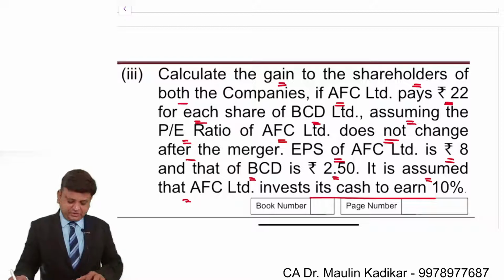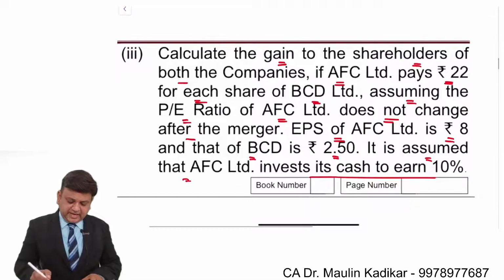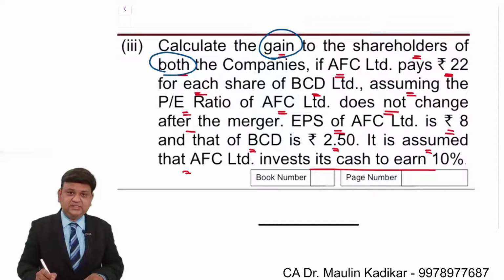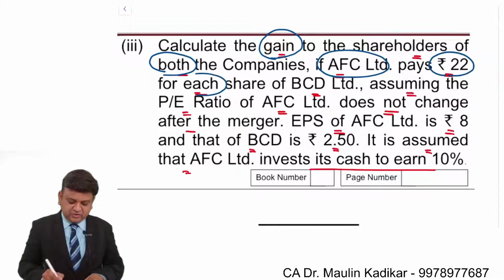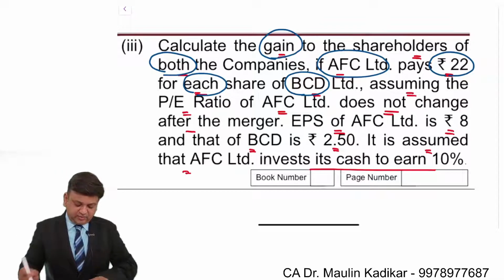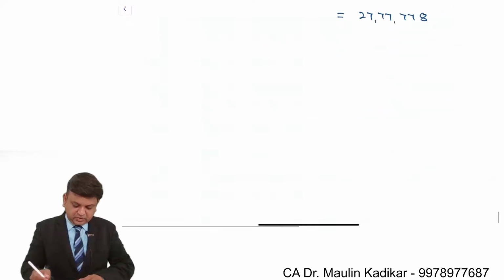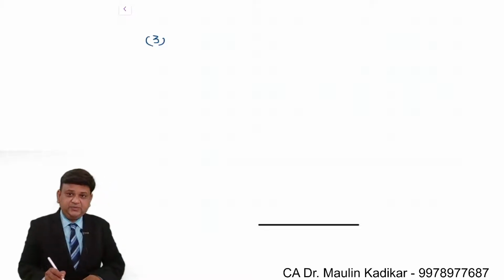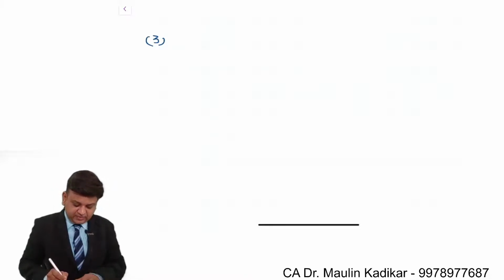Now the new point of the question. Okay, the earlier working we already had done earlier. Calculate the gain. Dear students, we have to understand the term gain or loss like that, to shareholders of both the companies, that is to AFC as well as BCD. If AFC Limited pays rupees 22 for each share of BCD Limited, dear students, it means that the consideration is paid in form of cash. So answer for the third part of the question. In that case, we are required to write the answer like this. Write the answer along with me.